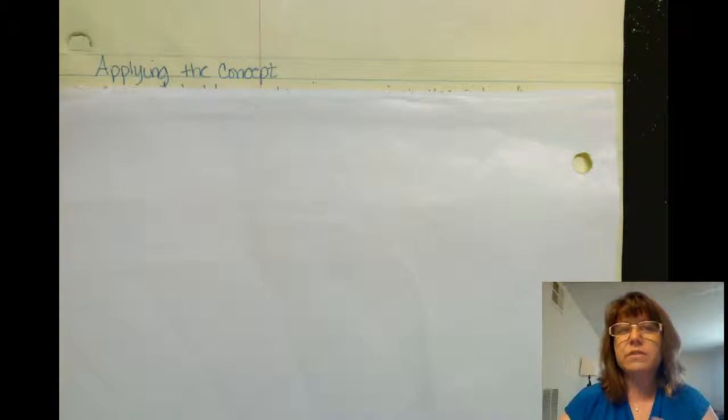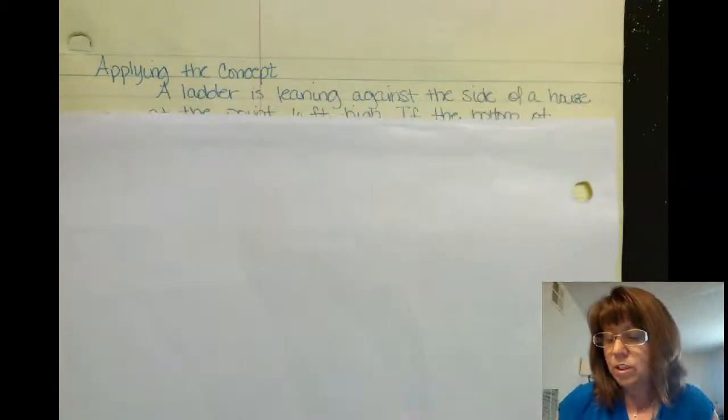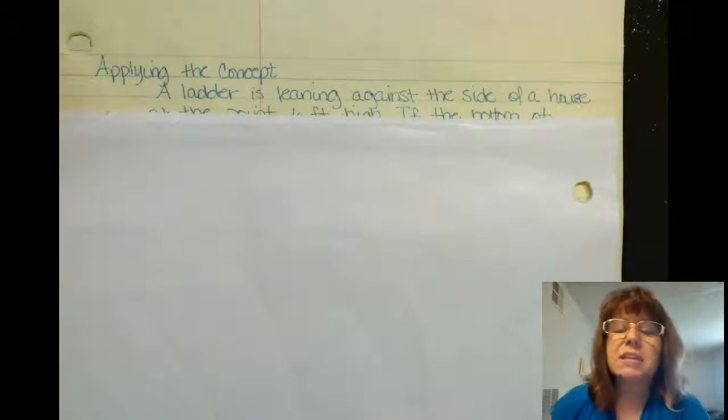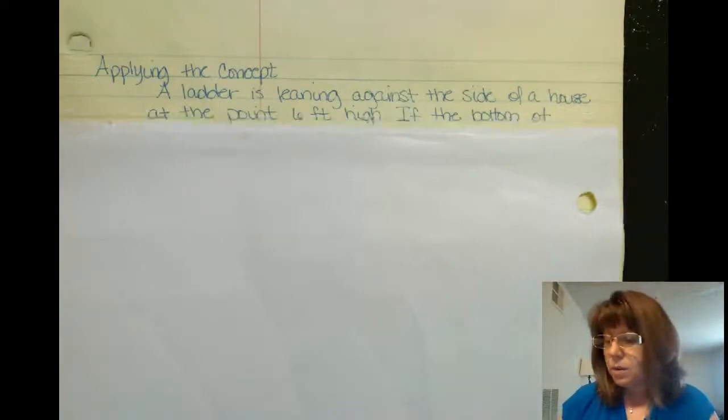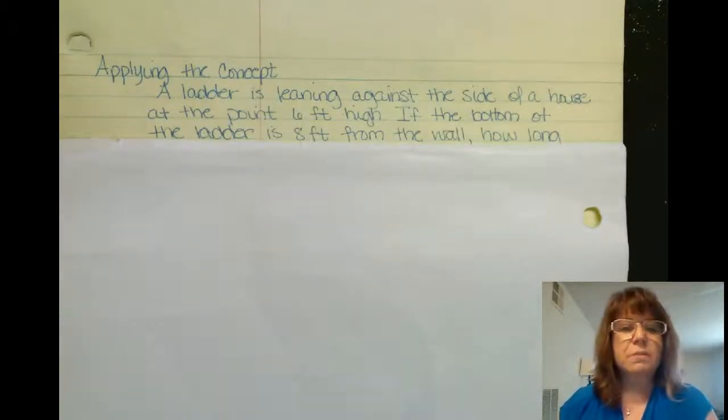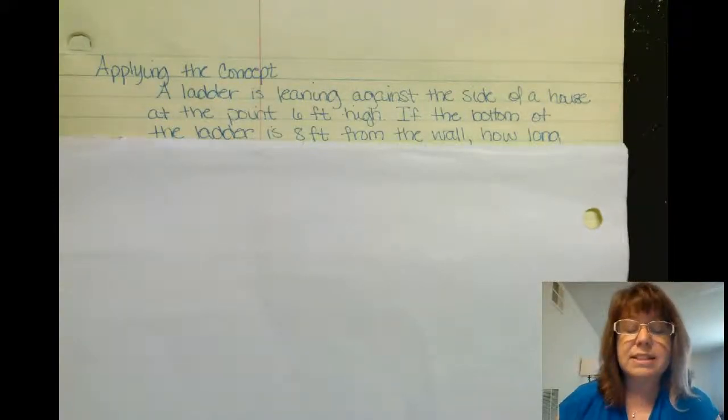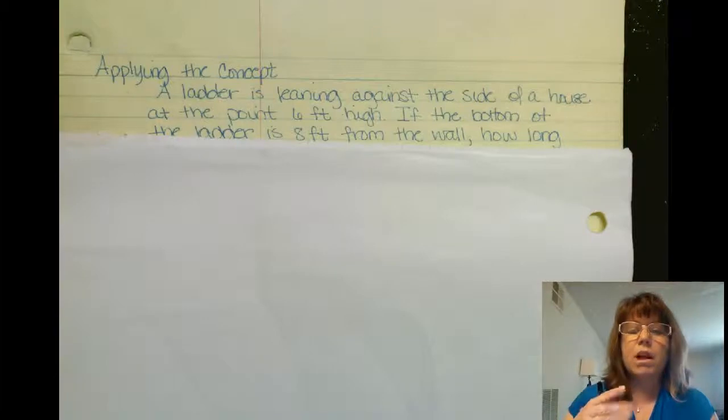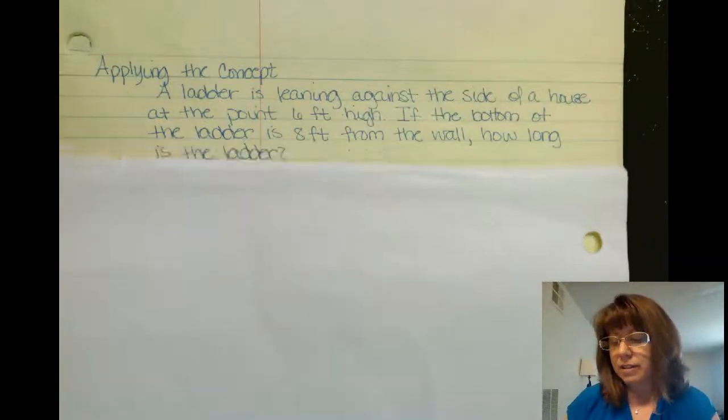So let's take a simplistic view of it. Let's say we do have a ladder. It's leaning up against the side of our house, and it goes up the side of the house about the 6-foot point. And the bottom of the ladder, for safety reasons, is 8 feet away from the wall. How long is the ladder?